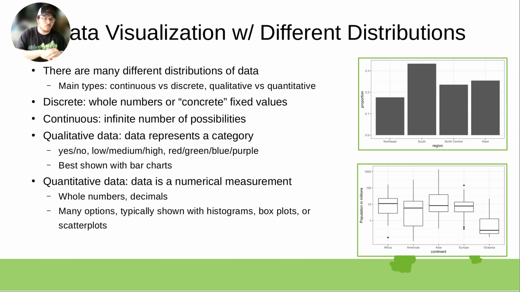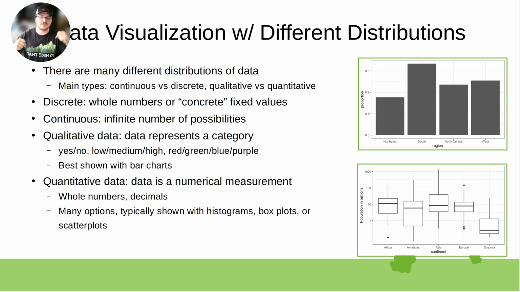Now, with these graphs, obviously we have to have data, as I said, to make a graph. So there's a bunch of different types of data, and we're going to talk about some of the different distributions. Okay, so this starts to get a little bit more into the specific statistics. So there are many different distributions of data, and there's basically two ways that we need to break it up. Okay, first off is continuous versus discrete, and then qualitative versus quantitative data.